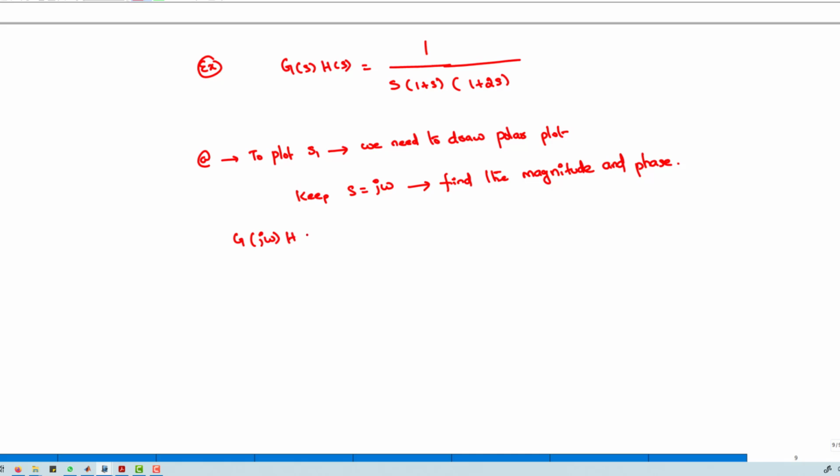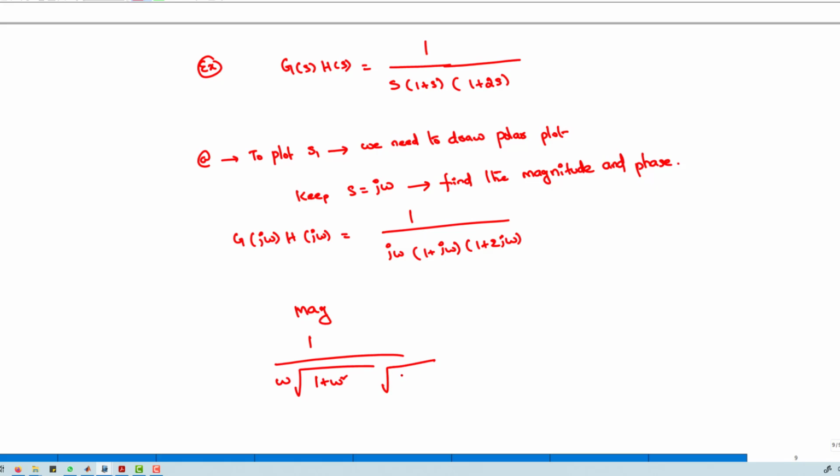Now G(jω)H(jω) is equal to 1 by jω(1 + jω)(1 + 2jω), and the magnitude is equal to 1 by ω√(1 + ω²)√(1 + 4ω²), where the phase φ is minus 90, minus tan inverse of ω, minus tan inverse of 2ω.